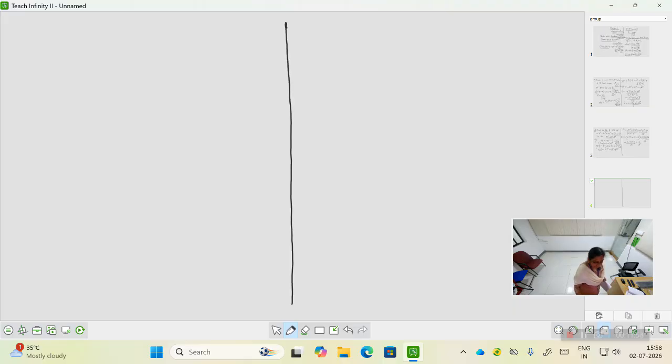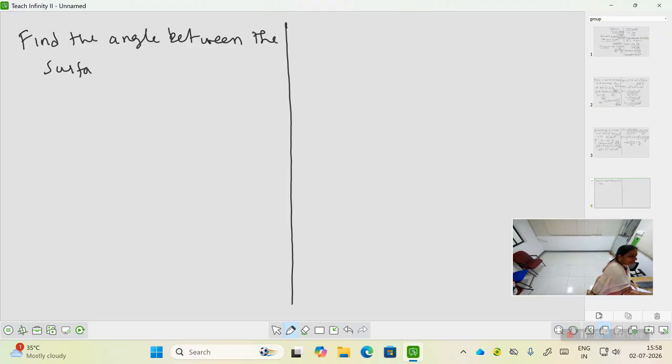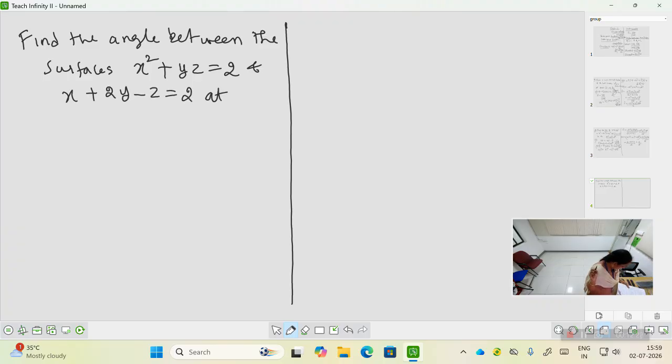Find the angle between the surfaces. Already I gave the formula for the angle between two surfaces. Imagine any two surfaces, any scalar functions: x square plus yz equal to 2, this is the first surface given, and the second surface is x plus 2y minus z equal to 2. At what point do we have to find the angle? At the point 1 comma 1 comma 1.